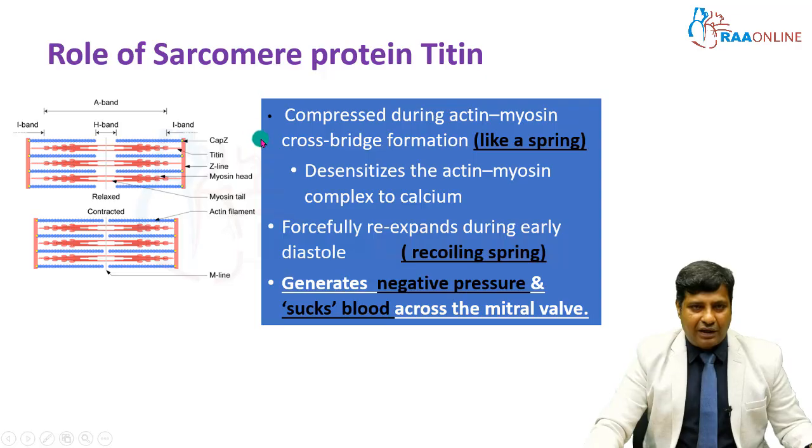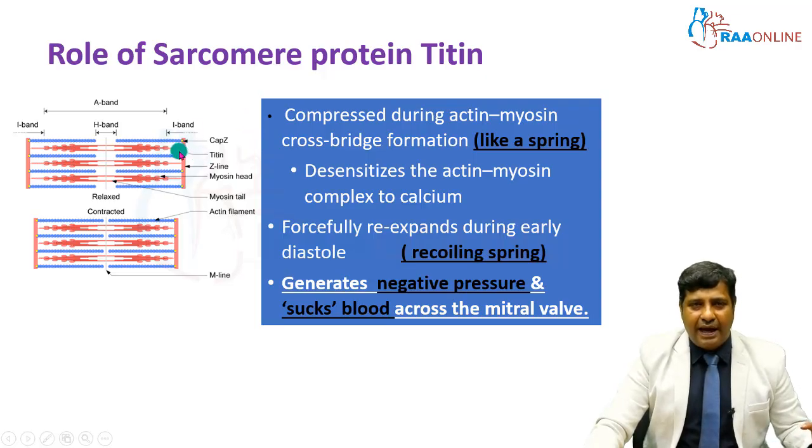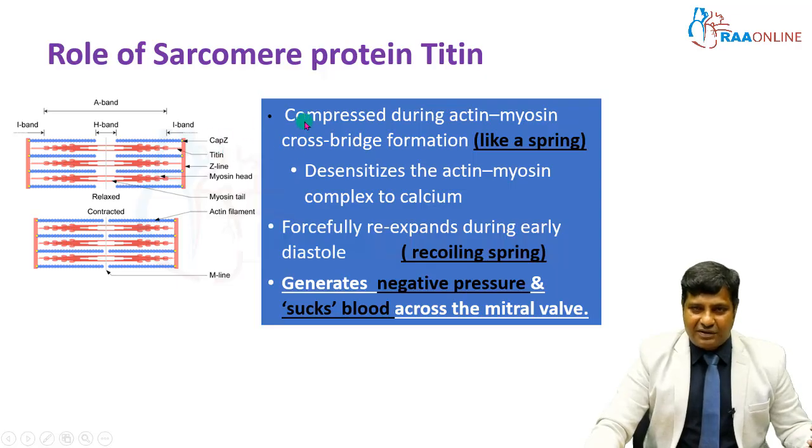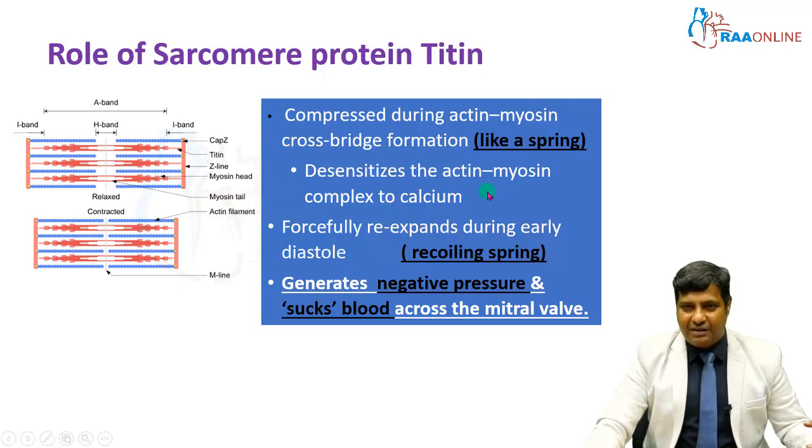It has two important functions. Number one, during the contraction, that is when the actin and myosin bridge is in the contracted state, titin acts like a spring. It gets compressed, and during this compressed state, it desensitizes the actin myosin complex to calcium. As a result, the actin myosin starts getting relaxed.